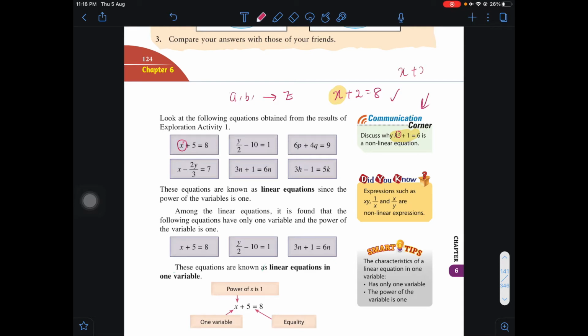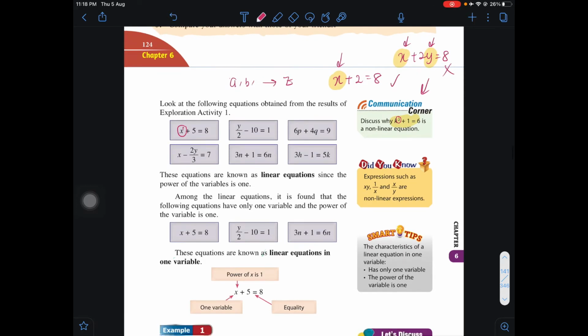But x plus 2y equals 8 has two variables, x and y. So it does not satisfy the condition of a linear equation in one variable. Tak boleh ya, hanya boleh satu jenis variable sahaja. Yang ini x sahaja, so satu variable. Tapi yang ini ada dua variable, x dan juga y. Okay, tak boleh. So salah, bukannya linear equation in one variable. Okay, kalau macam ni, and you can see here the example.